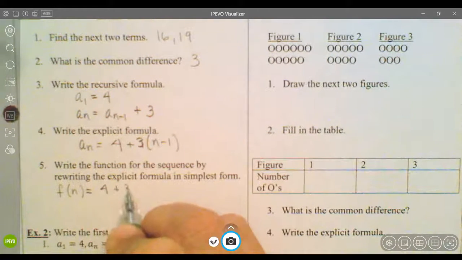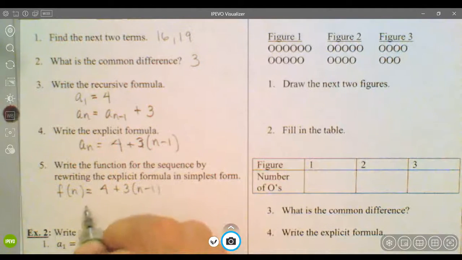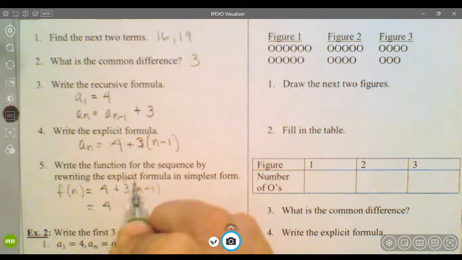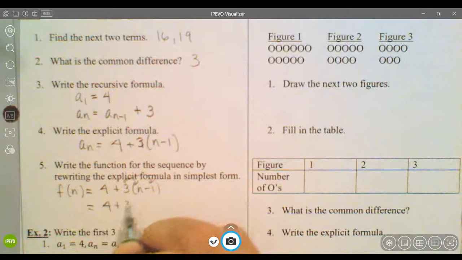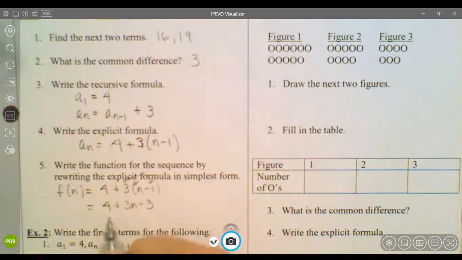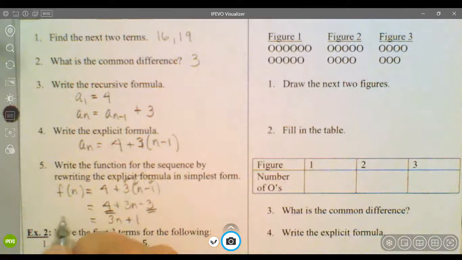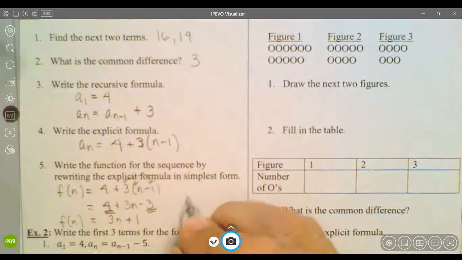I have to write the problem. It's a habit. And now I need to bring down the 4, distribute the 3. My like terms, I have 3n, and then 4 minus 3 is 1. Okay, so here's my function.